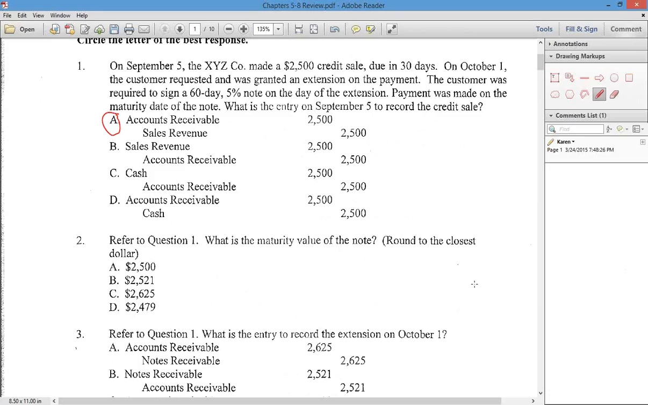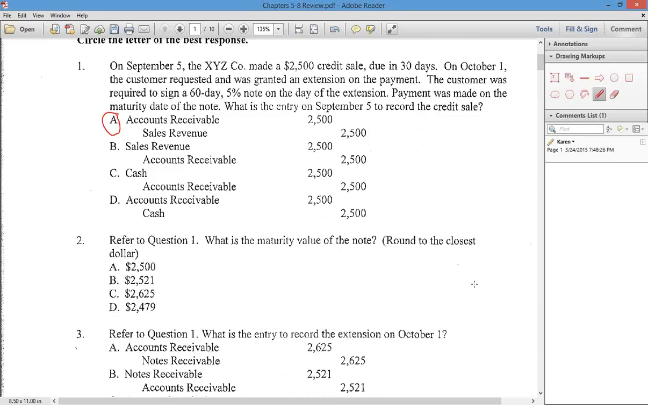So we had the customer was required to sign a 60-day 5% note on the day of the extension. Payment was made on the maturity date of the note. Okay, so what is the maturity value of the note? Again, see if you can calculate that out for me. You're really going to have to think tonight.